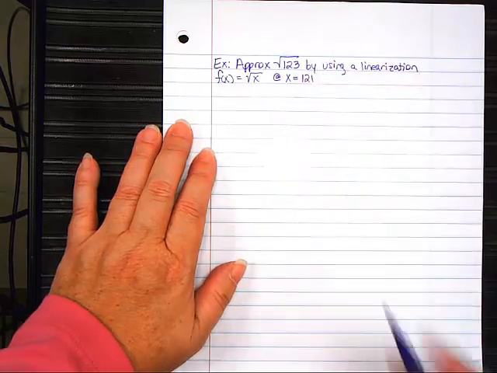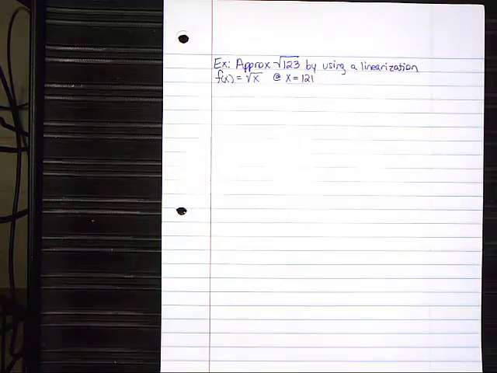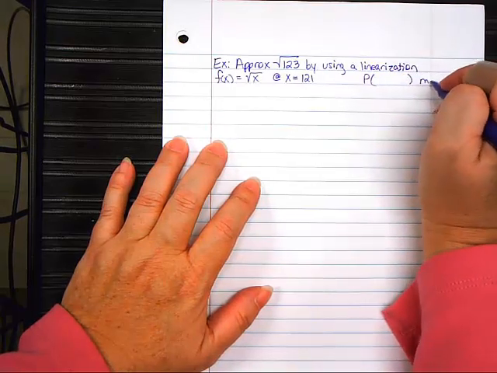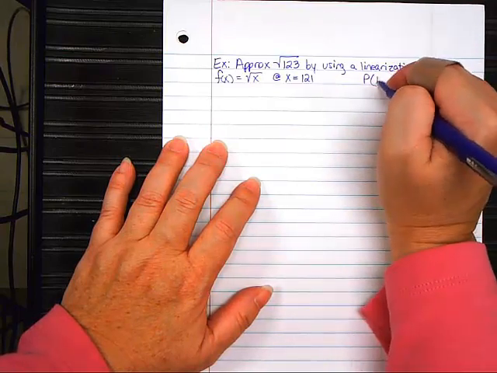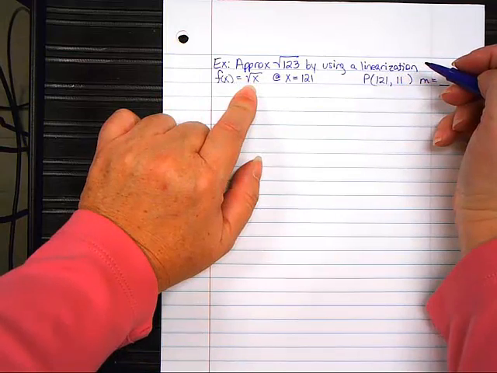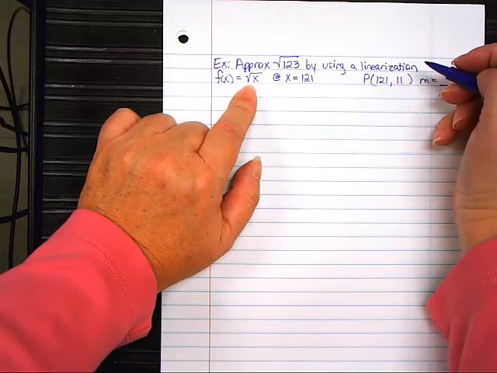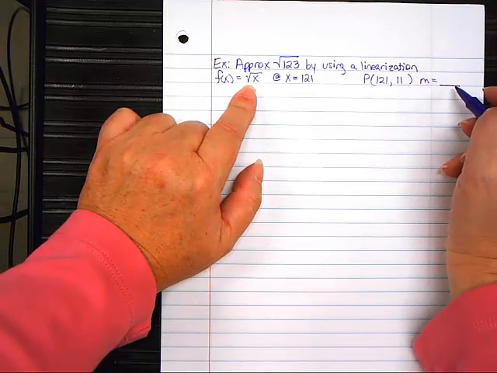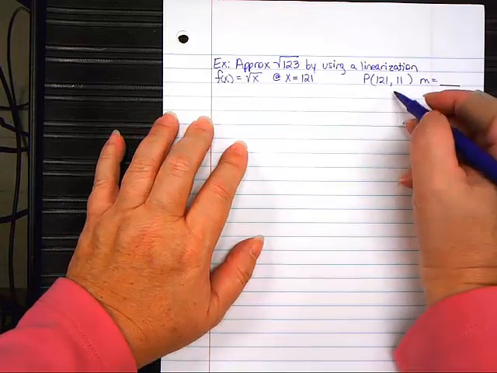121. Okay? I want to go through the same process I just did and find the equation of that tangent line. So, point and slope. Okay, the point is 121 comma 11, because if you plug 121 into here, you get 11. Okay, we're going to slow down a little bit because these numbers are a little bit different. Okay, how do we find the m again? Take the derivative and then plug in 121.